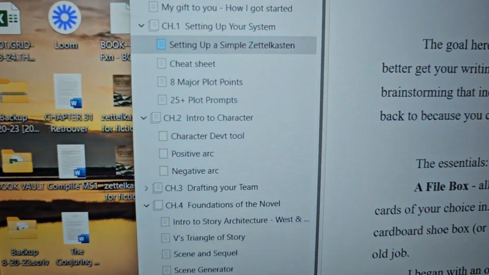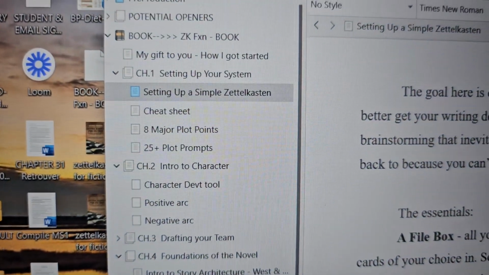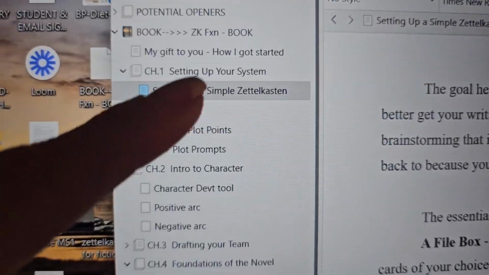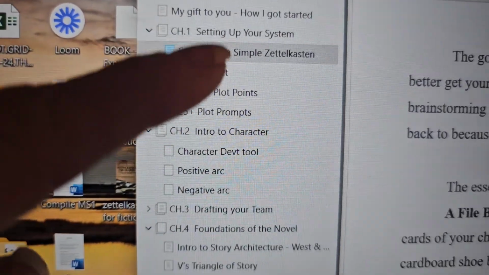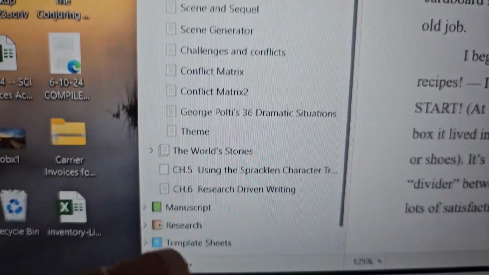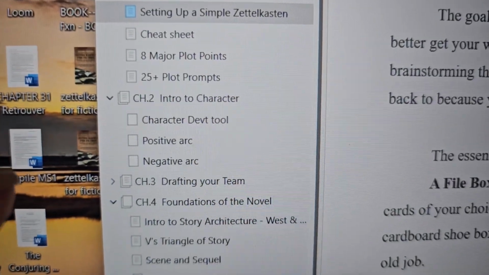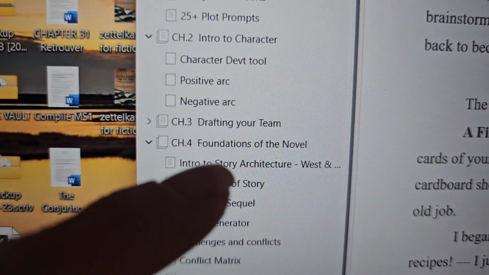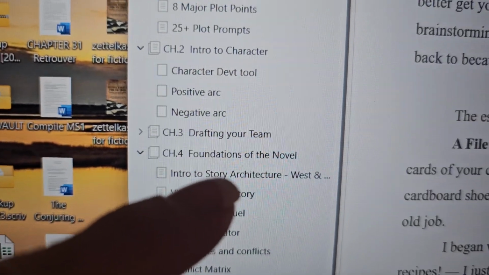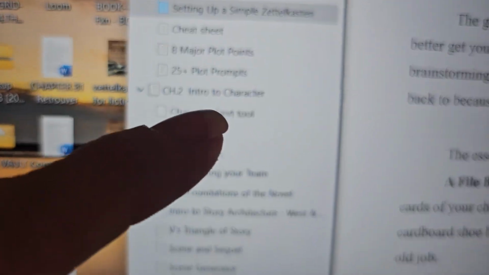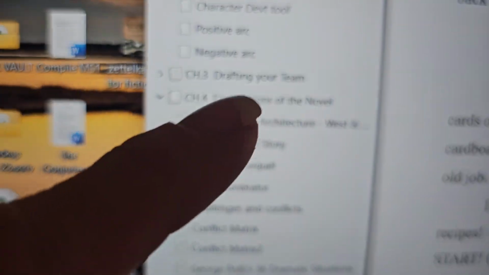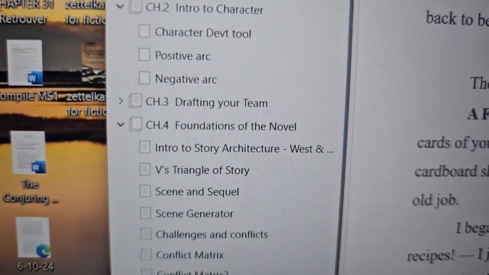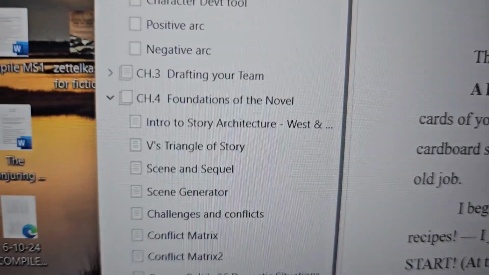So if you look at my Scrivener, what I have labeled as chapter 1, setting up your system, that's the same, but more than half of the sections of that chapter are now moved four chapters below. What was chapter 2, Foundations of the Novel, I've moved to chapter 4. So now chapter 2 is introducing character. Chapter 3 is drafting your team, which introduces you to the protagonist, the antagonist, and so forth.